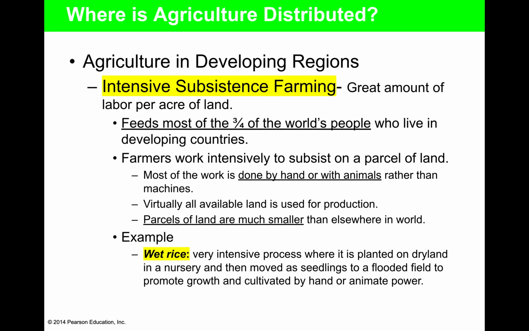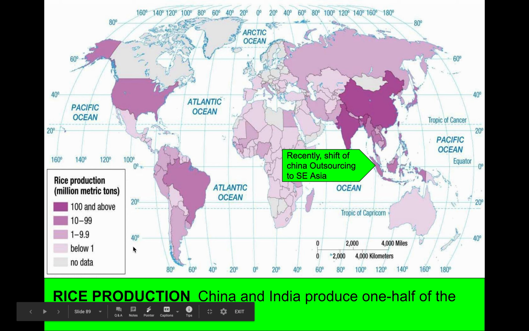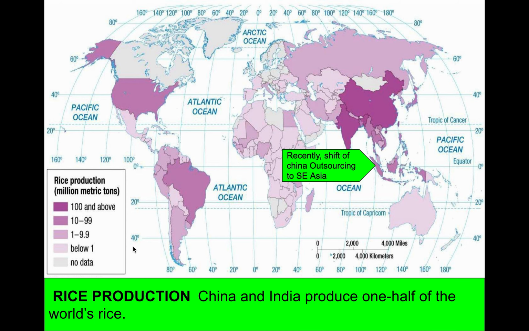and then the seedling or the rice plants are harvested with knives, and it's an intensive process where they separate the seed by threshing it with the husks on the ground. The threshed rice is placed on a tray for winnowing, on which the lighter chaff is allowed to be blown away by the wind. Here's a look at rice production. Recently shifting of China outsourcing to Southeast Asia. We see right there. But again, the distribution is found in climate zones that are tropical or warm climates.